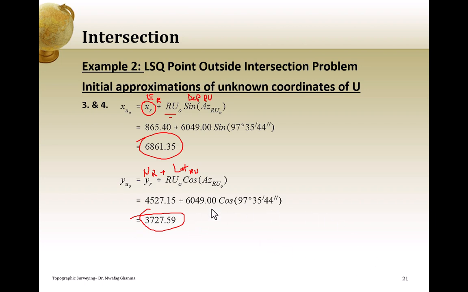So for now, this is what we want to know about the intersection and the solution. Basically, we have input, and we have least squares, and we have initial estimations of the unknown point.